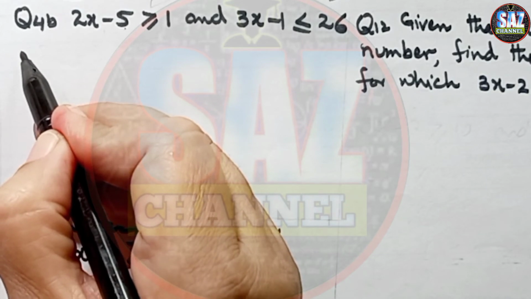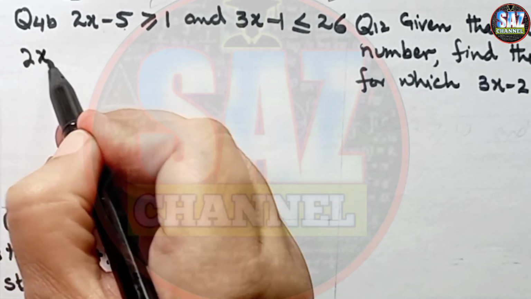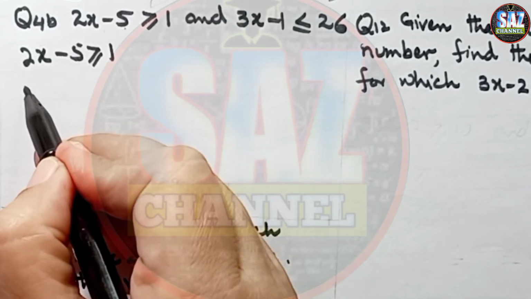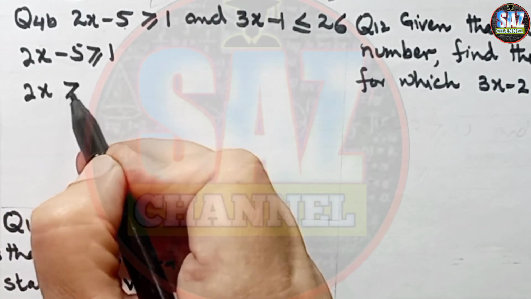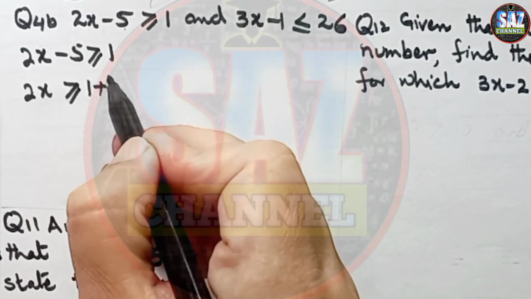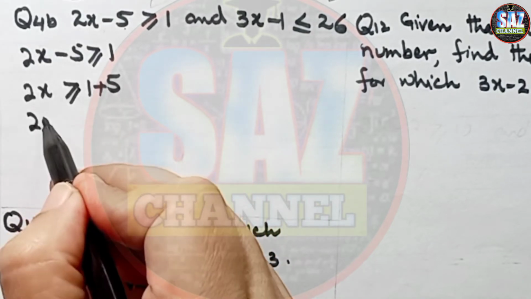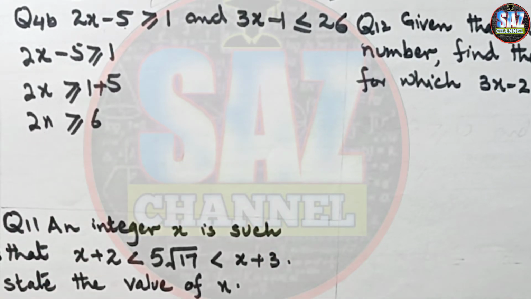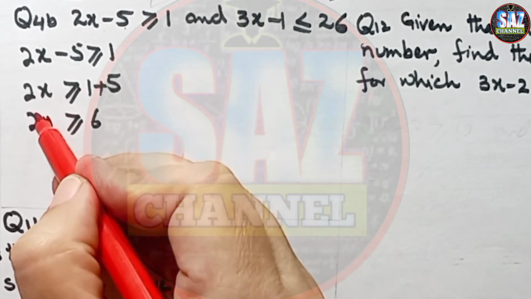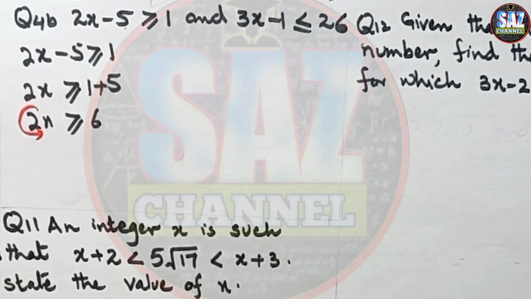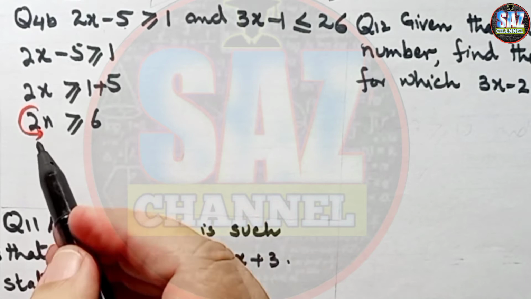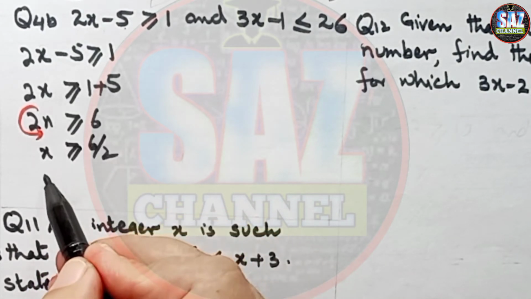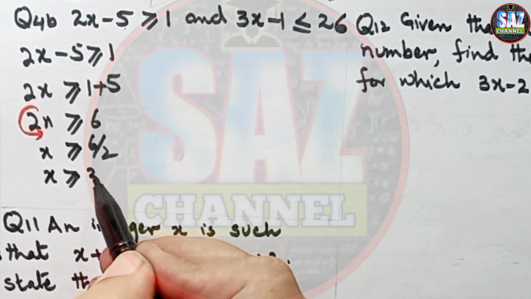So my inequality will take the form 2x minus 5 is greater than or equal to 1, or 2x is greater than or equal to 1 plus 5, or 2x is greater than or equal to 6, and this 2 is multiplied by x. So shift it to the other side and it will take the form x is greater than or equal to 6 by 2, or x is greater than or equal to 3.